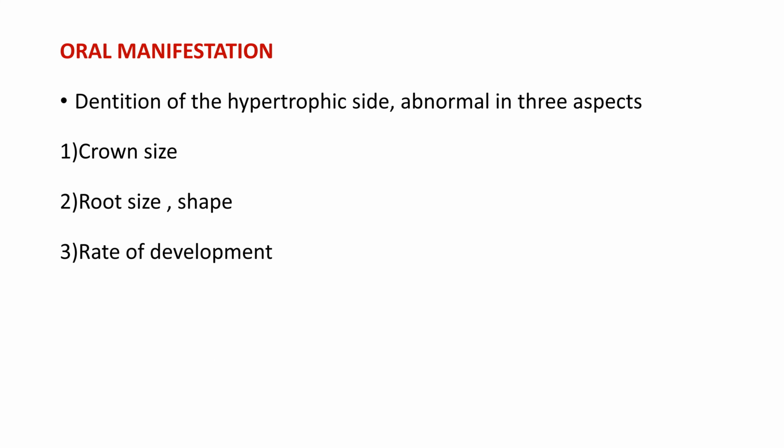Next is oral manifestation. That means what are the developmental disturbances inside your oral cavity. So in hemihyperplasia, the dentition on the hypertrophic side is abnormal. Basically, dentition of the hypertrophic side is abnormal in three aspects: first is crown size, second root size and root shape, and third rate of development.